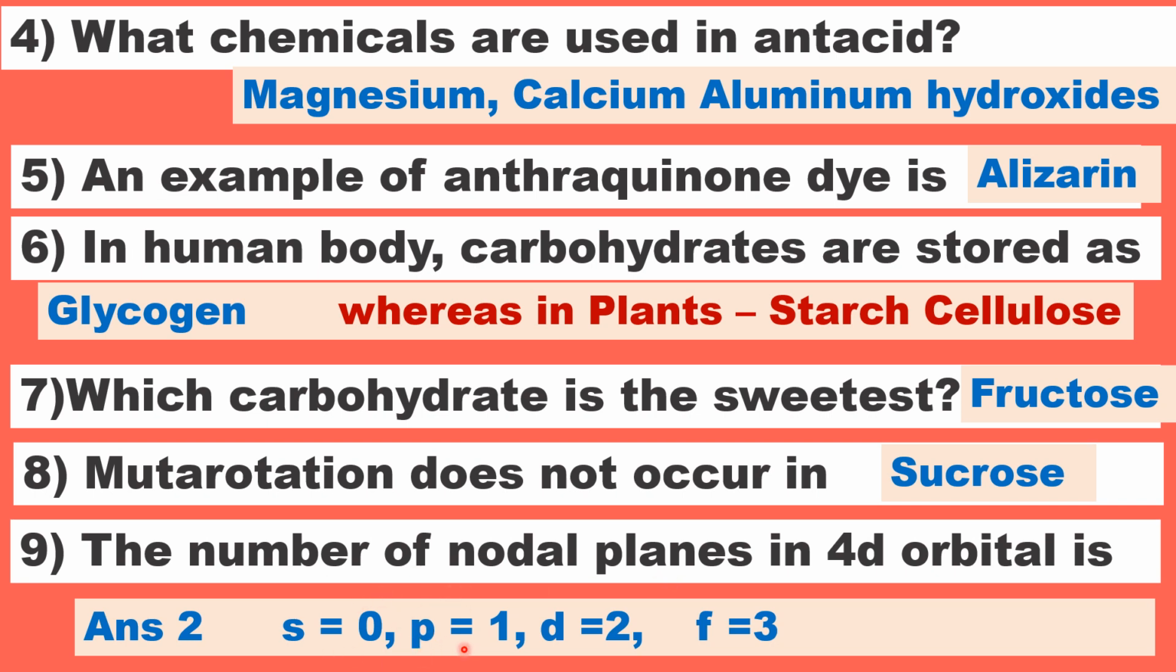For p orbital, there is only one nodal plane, that is perpendicular to the two lobes. For d orbital, there are two planes passing in between the lobes of the d orbitals. In the case of f orbital, there are 3 nodal planes where there is 0 electron density.